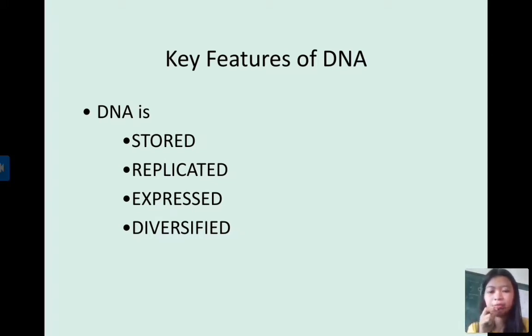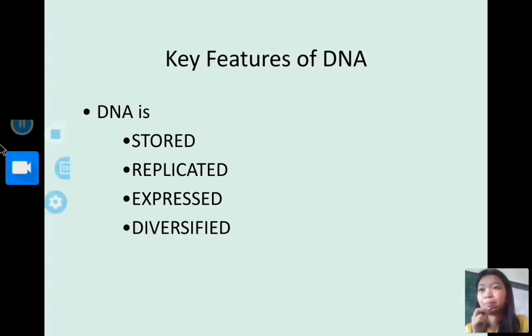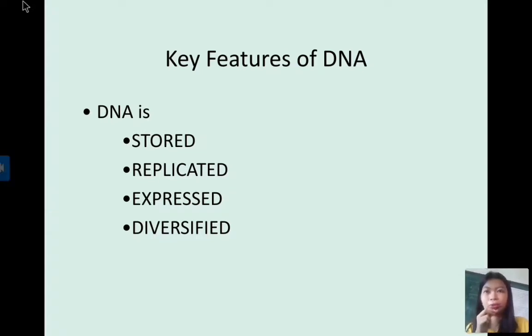Meaning it has diversity, it has the ability to mutate and to produce variation and drive evolution. That is why meron tayong kahawig pero not the exact copy of us. That is why one person is different from one another. There is species diversity. Ayun. So, those are the 4 key features of DNA as a genetic material: DNA is stored, replicated, expressed, and diversified.